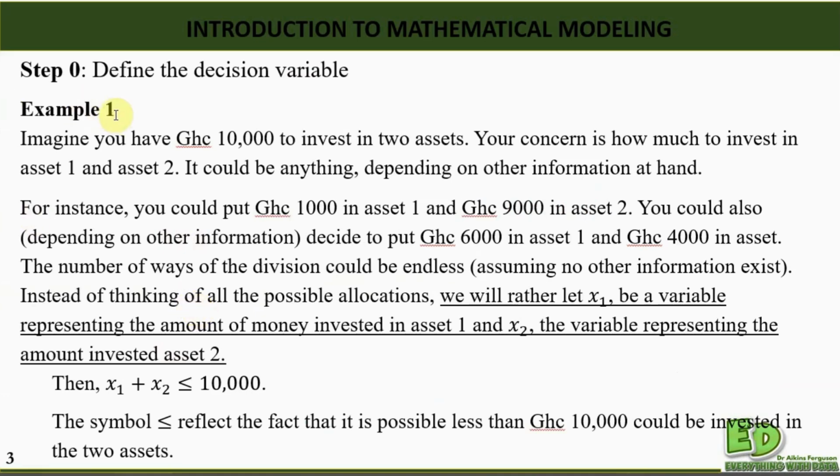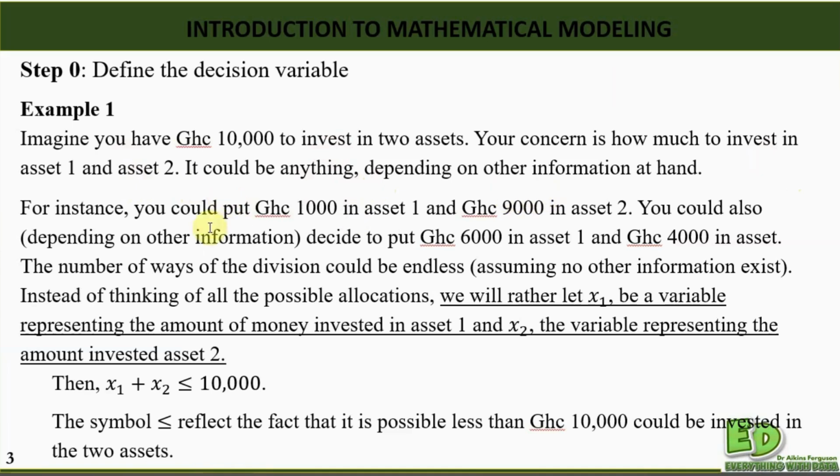So the first step is the decision variable, and here is an example to help us understand. Imagine you have 10,000 Ghana cedis to invest in two assets. So here you have two assets, and 10,000 Ghana cedis to invest in them. Your concern is how much to invest in asset one and asset two, right? It could be anything depending on the information at hand.